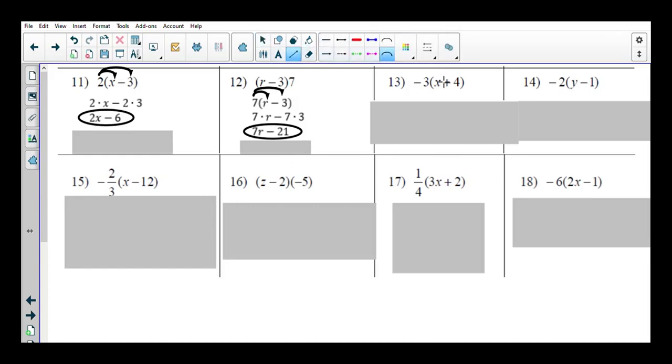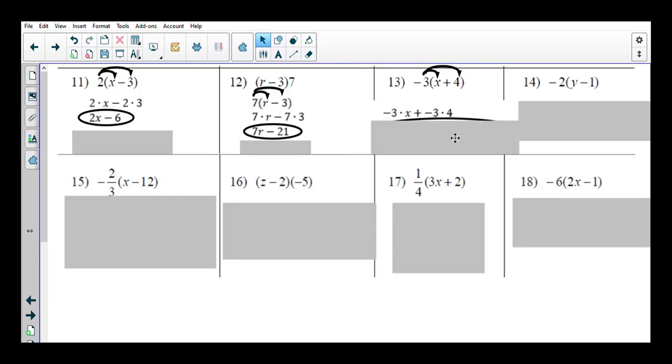Again, anytime we have some negatives, you might want to grab those calculators and just double check your work. Negative 3 times x and negative 3 times 4 is going to get us negative 3x plus negative 12. Now, I wrote another answer here. You don't need to list both of these, but I just want to show you that these two are equivalent. This one is representing the same expression using subtraction, and if I add the opposite, I get this guy.